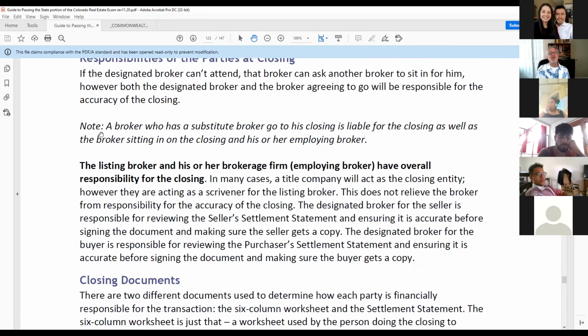Now, we can't make the closing because we're on vacation or we're sick or something happens. Sometimes it happens. We can get another broker in our office to substitute for us. But here's the thing. When that happens, whoever you get to cover you on that closing, to go there for you, they are responsible for that closing, the accuracy of it, as well as you. So if you cover for somebody else, if they can't cover it, you're responsible for the accuracy of that closing as well as that person on the transaction.